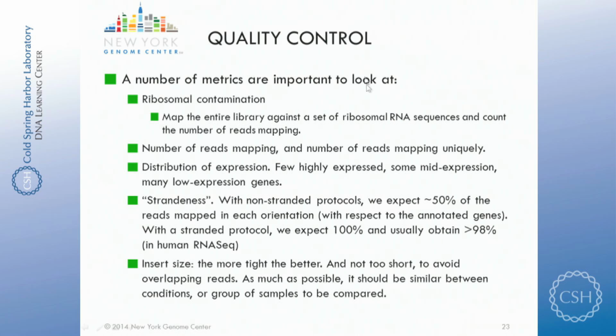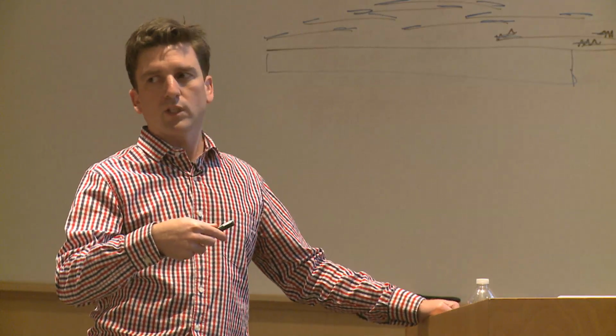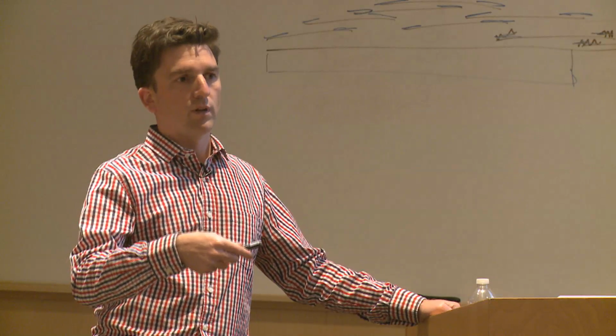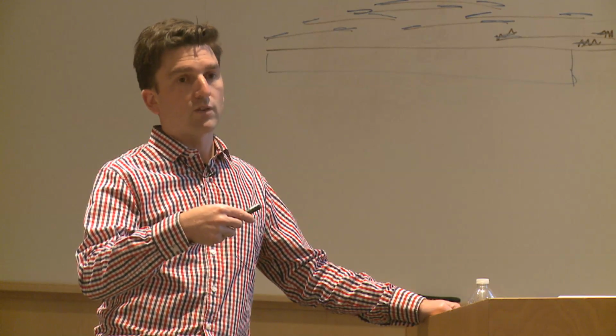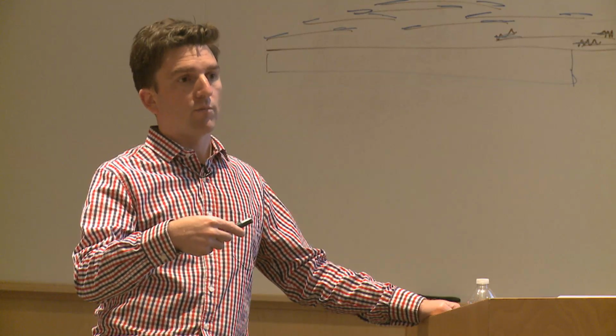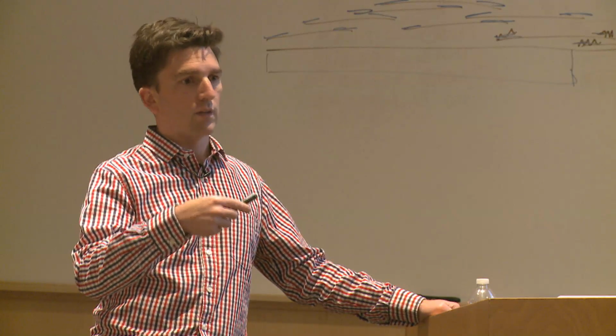The basic numbers that are really important to look at are the number of reads that map to the genome, the number of reads that map uniquely to the genome, and how that corresponds to the total number of reads that were sequenced in the library. If only 50% of the reads that were sequenced map to the genome, it means 50% of them don't map to the genome, right? So either they're bad quality or they're contamination by another organism, and that's something that can happen.